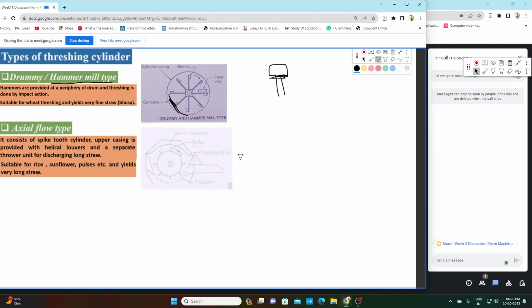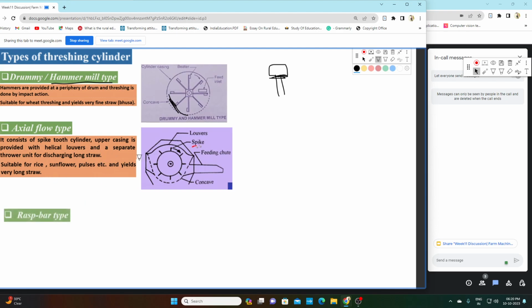threshing cylinder. The second type of threshing cylinder is the axial flow type threshing cylinder. The axial flow type consists of a spike tooth cylinder. The upper casing is provided with helical louvers and a separate thrower unit for discharging long straws, suitable for rice, sunflower, pulses, etc., and yields very long straw. These are some of the classifications.